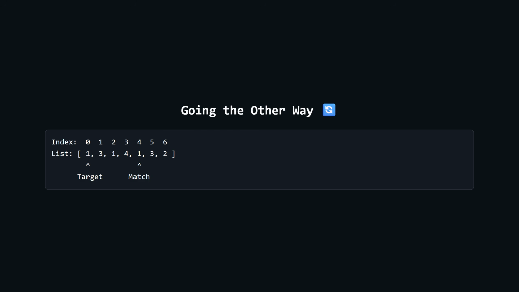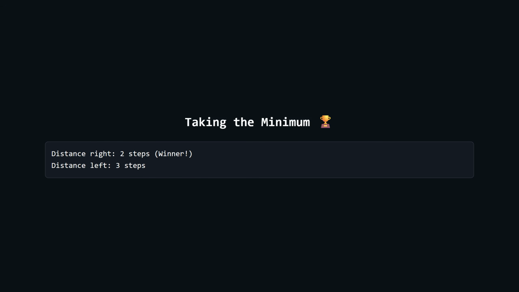But remember, it's a circle. We could also walk backwards. If we step left from 0, we wrap around to position 6, then 5, and finally hit the 1 at position 4. We calculate the distance going both ways, and just take whichever is shorter. So for this query, our answer is 2.